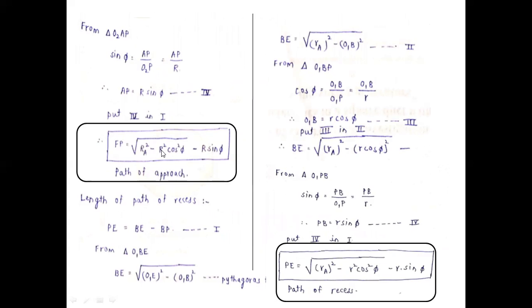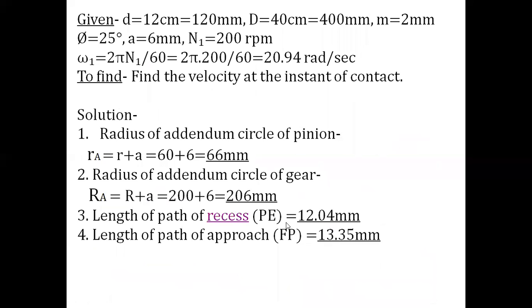That radius is the circle radius for the gear. That is under root. Then out of that root is minus capital R sin phi, where capital R is the circle radius of the gear again and sin phi is the sine of the pressure angle. From this formula, we will find the path of approach. So we got here the value of the path of approach as 13.35 mm.